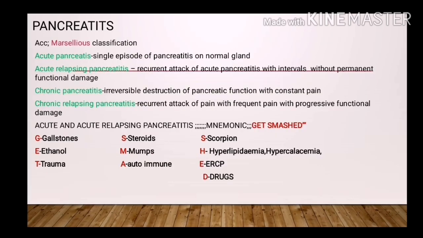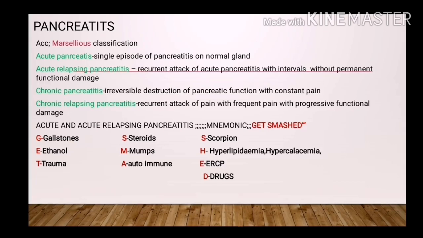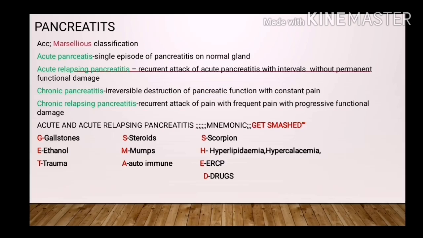Pancreatitis: inflammation of the pancreas. According to the Marseille classification, it is divided into four types: acute pancreatitis, acute relapsing pancreatitis, chronic pancreatitis, and chronic relapsing pancreatitis. Acute pancreatitis means a single episode of pancreatitis on a normal gland.